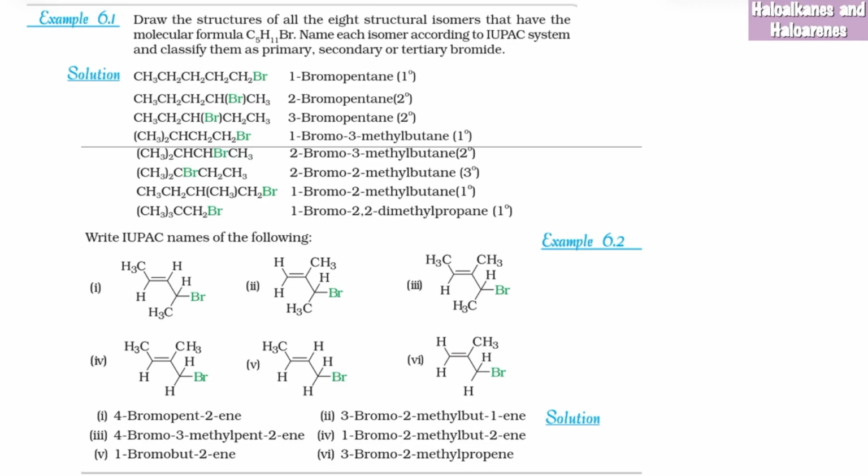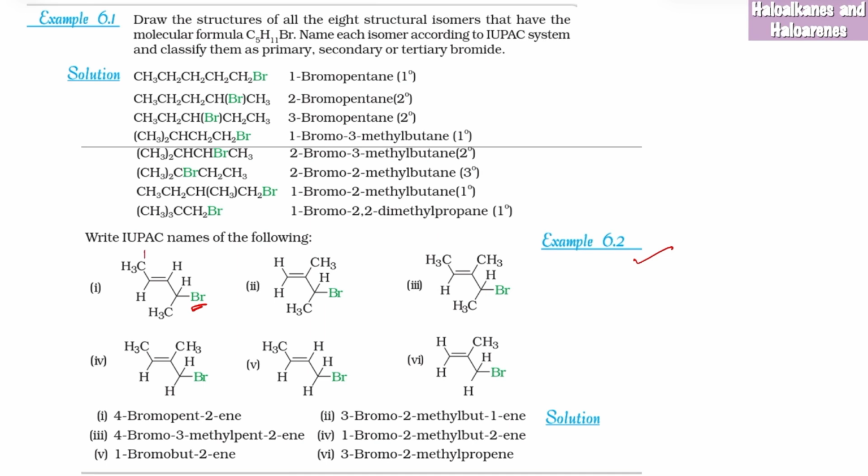Next example, example 6.2. Write IUPAC names of the following. First one, सबसे पहले longest carbon-carbon chain number करेंगे, और in this compound there is double bond as well as the halogen present. तो जब halogen और double bond दोनों रहते हैं, then the double bond gets the priority. So numbering the chain so that the doubly bonded carbon atoms get the lowest locator number.